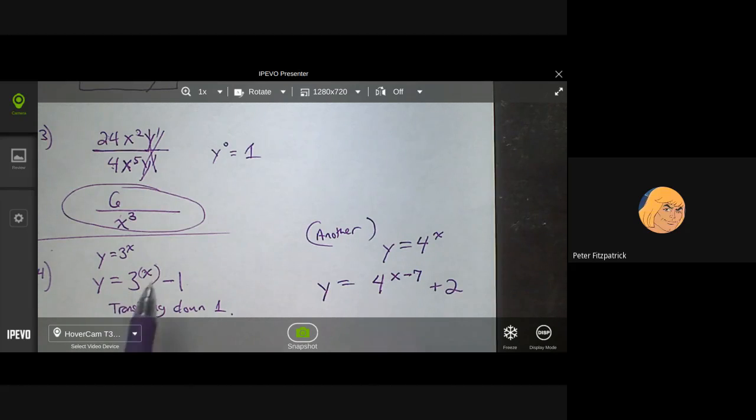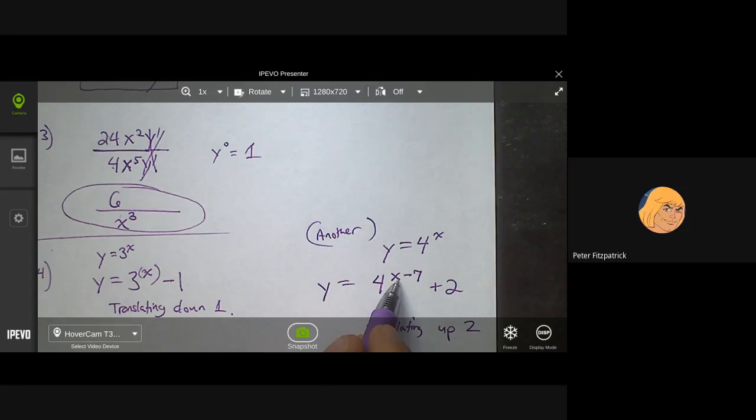Okay, so this one was translating down 1. Maybe we'll start off with that. This one is adding 2 to the outside. So this plus 2, Zach, is actually a vertical translation, and this one is not going down, but this one is translating up 2.